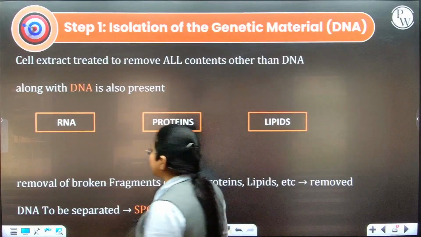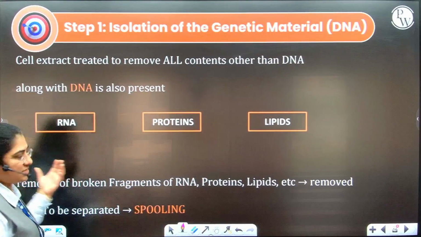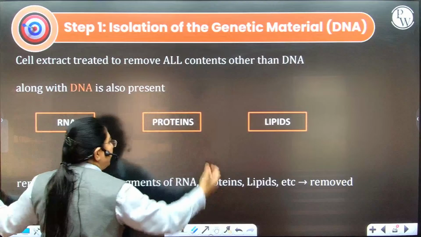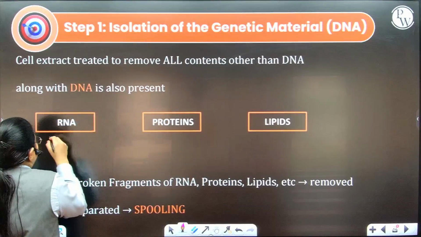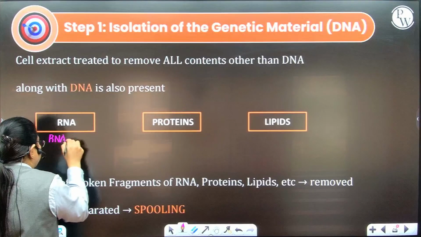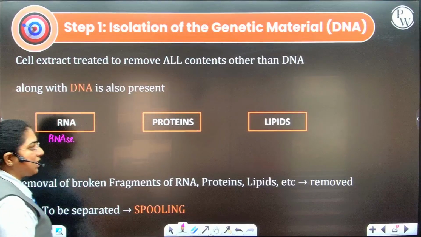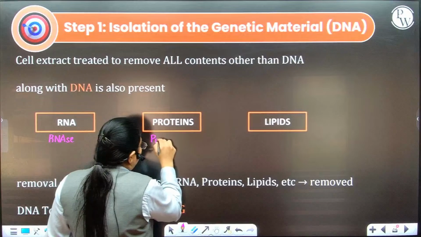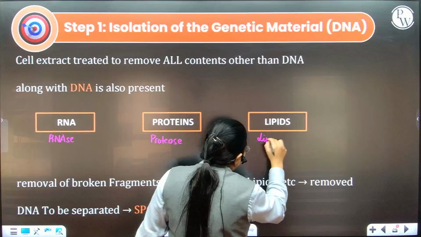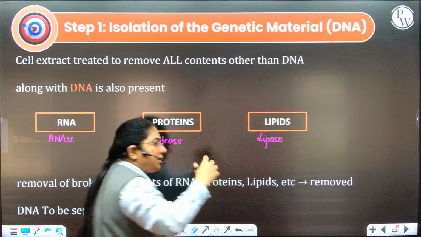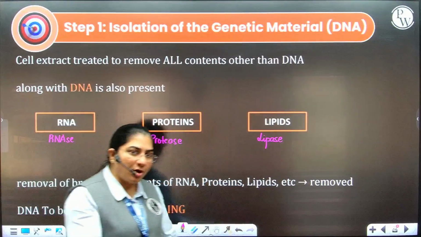Now if there is RNA which will obviously be present, we don't need RNA, we don't need protein, we don't need lipid, we don't need polysaccharide. So what we do is, we use an enzyme called RNase. RNase will break down the RNA. We will use protease, which will break down proteins. We will use lipase, which will break down the lipids. We use amylase, which breaks down the polysaccharides.